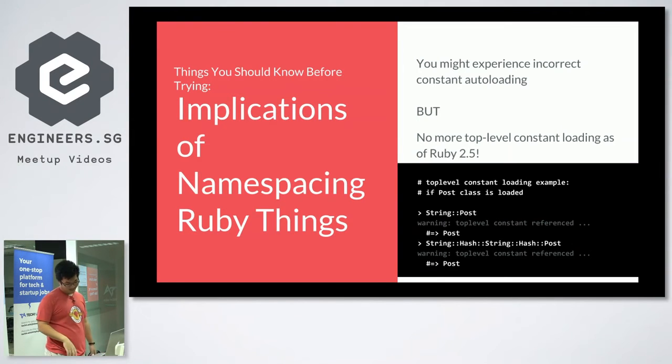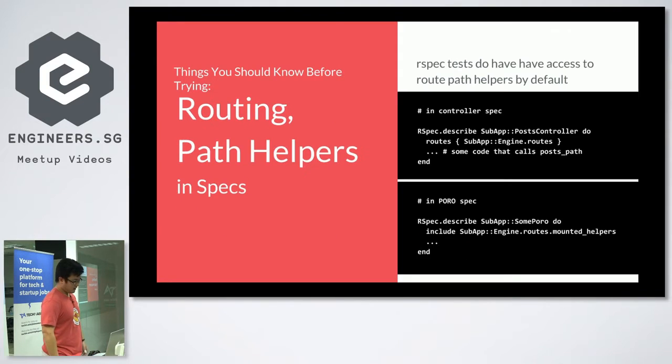Engines, okay, well. I have no comment on that yet. But anyway, this is something to know about if you're not on Ruby 2.5. The next thing to know is about routing and path helpers.